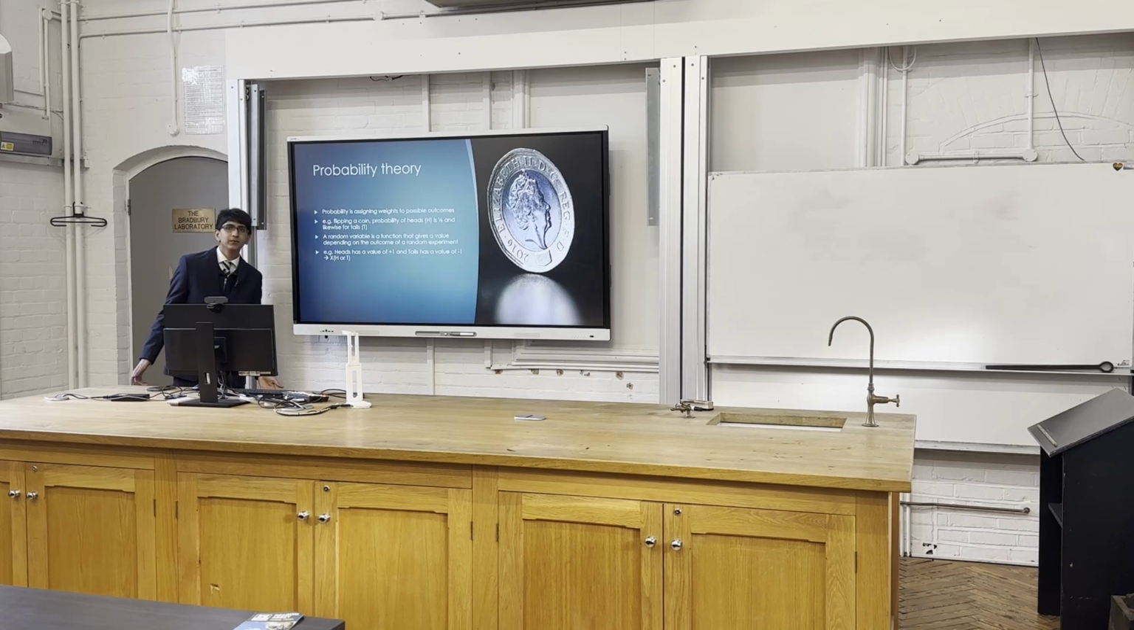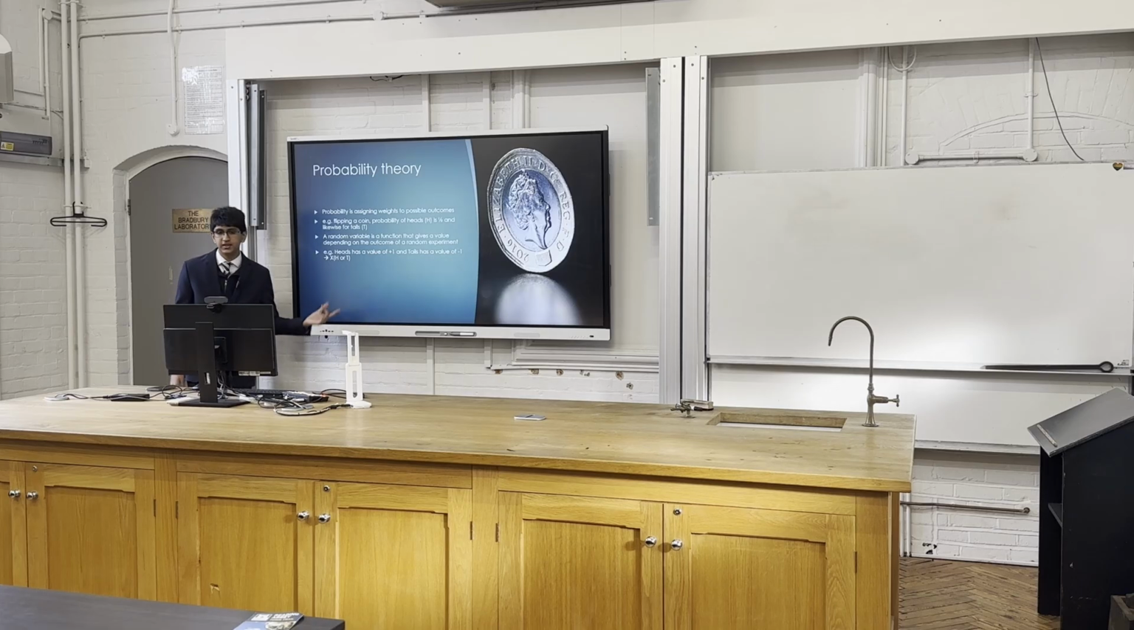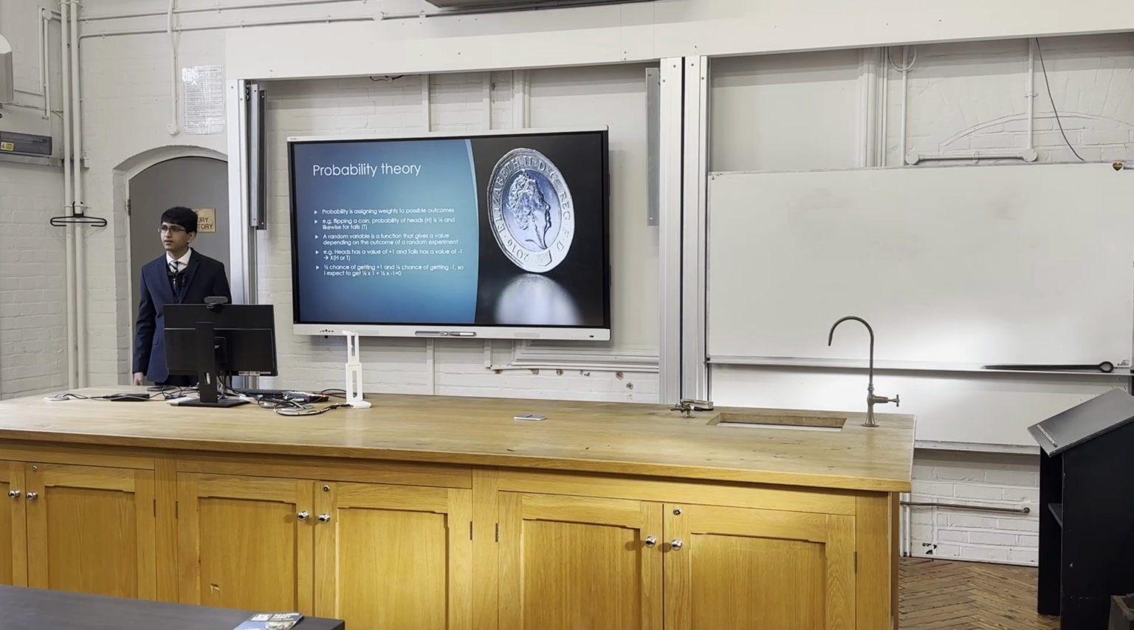A random variable, this is a definition kind of, is a function that gives a value depending on the outcome of a random experiment. So with our coin toss, we can say that heads has a value of +1 and tails has a value of -1. We can call that random variable x. So x can take the input h or t, or heads or tails. So we have a 50% chance of getting a +1 and a 50% chance of getting a -1.